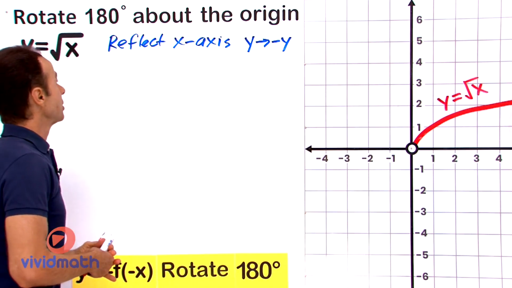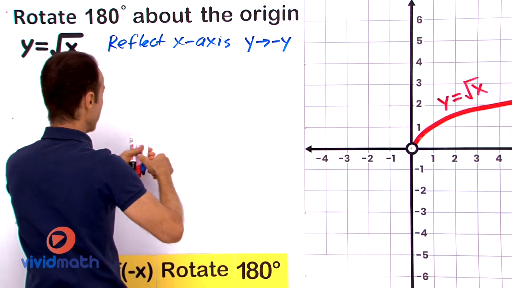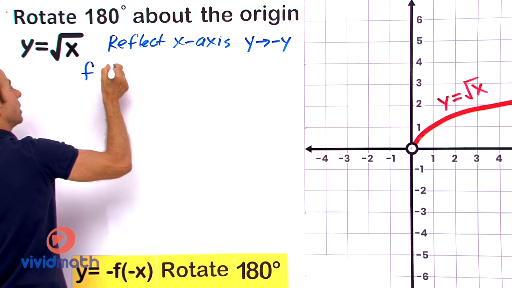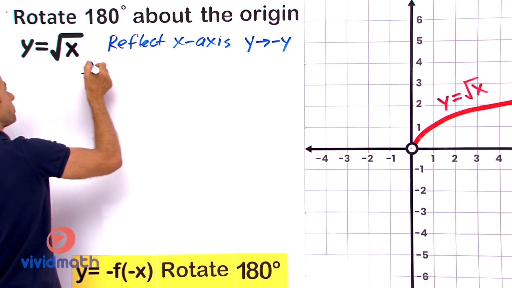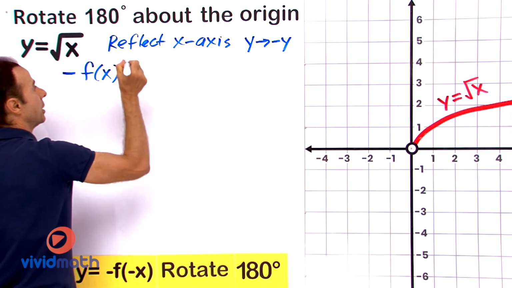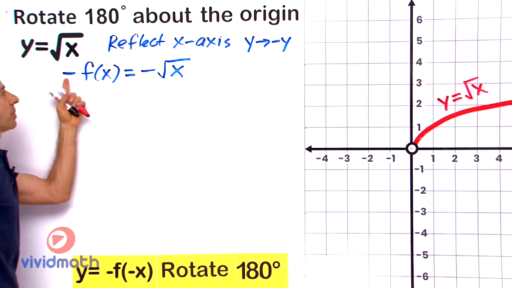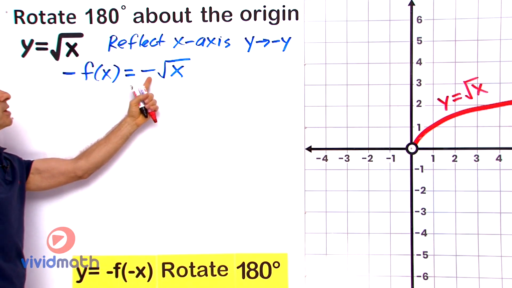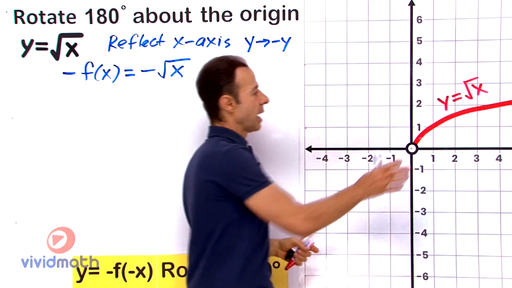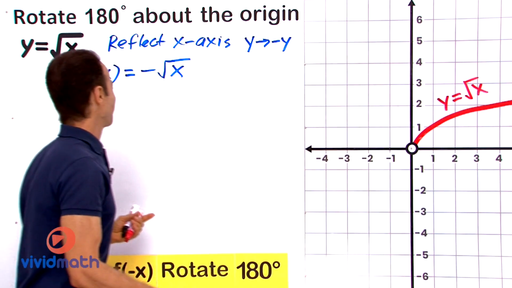So let's go ahead and do this. To reflect, we're going to swap the y for negative y, which means for function x, where we've got y equals that, we're going to put a negative in front. Negative function x is equal to negative the square root of x. So it's negative the square root of x. If we were to draw this, it would look like a mirror image reflected about the x-axis, and it'll come across there.